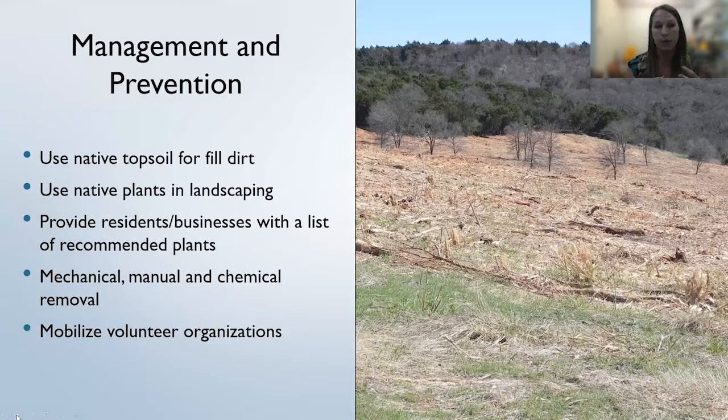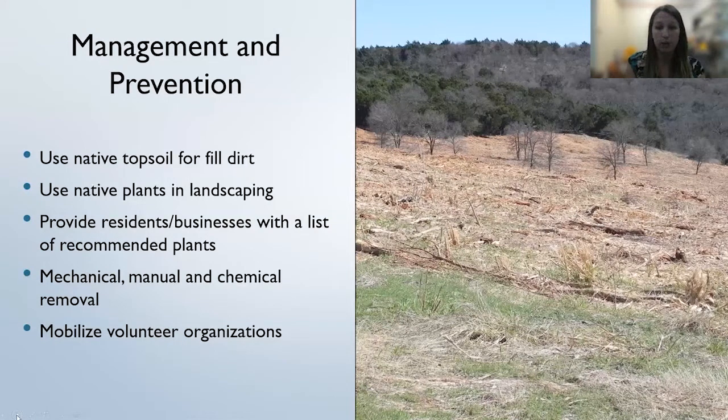Some other things that you can do: when an area is being developed, make sure that the developer is using native topsoil that came from that site. A lot of developers will use soil that came from somewhere else, and you don't know what sort of seeds are present in that dirt. Also try to use native plants in your landscaping whenever that's possible. Many of our invasive species became established because they were originally planted as ornamentals and they escaped from cultivation. You can also get residents and businesses on board with using native plants by providing them with a list of plants that you recommend.